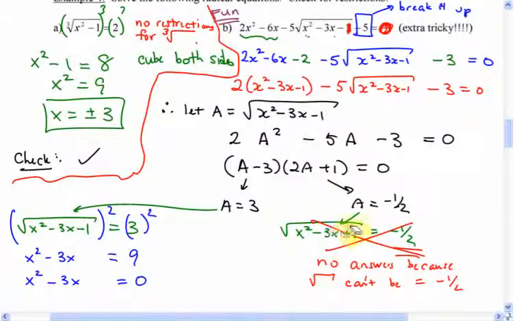Well, you know what? What happens when you get too excited? You make stupid mistakes like this. So that's why you have to be calm, cool, and collected when you do the math.